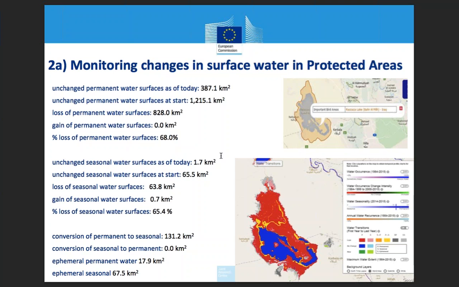And these trends are quite heterogeneous, depending on the regions, depending on the impacts of climate change, but also mainly depending on the impacts of land use, which is the main driver for these losses, or in some cases changes, not only losses, in the distribution of surface waters. So this will be provided for each protected area in the new DOPA version, right?